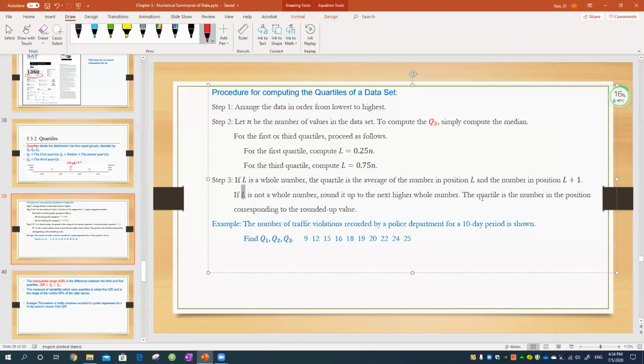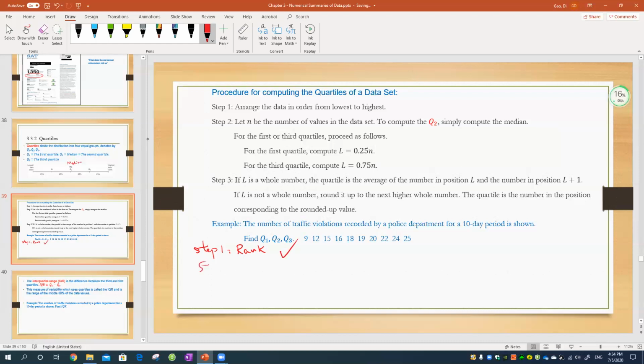So now let's look at the example. The traffic violations recorded by a police department for a 10-day period are shown below, and we want to find Q1, Q2, Q3. In step one, I'm going to arrange the data in order from lowest to largest. Let's write it down. We're just going to rank the data. It's already been sorted, so no problem. This step is checked.